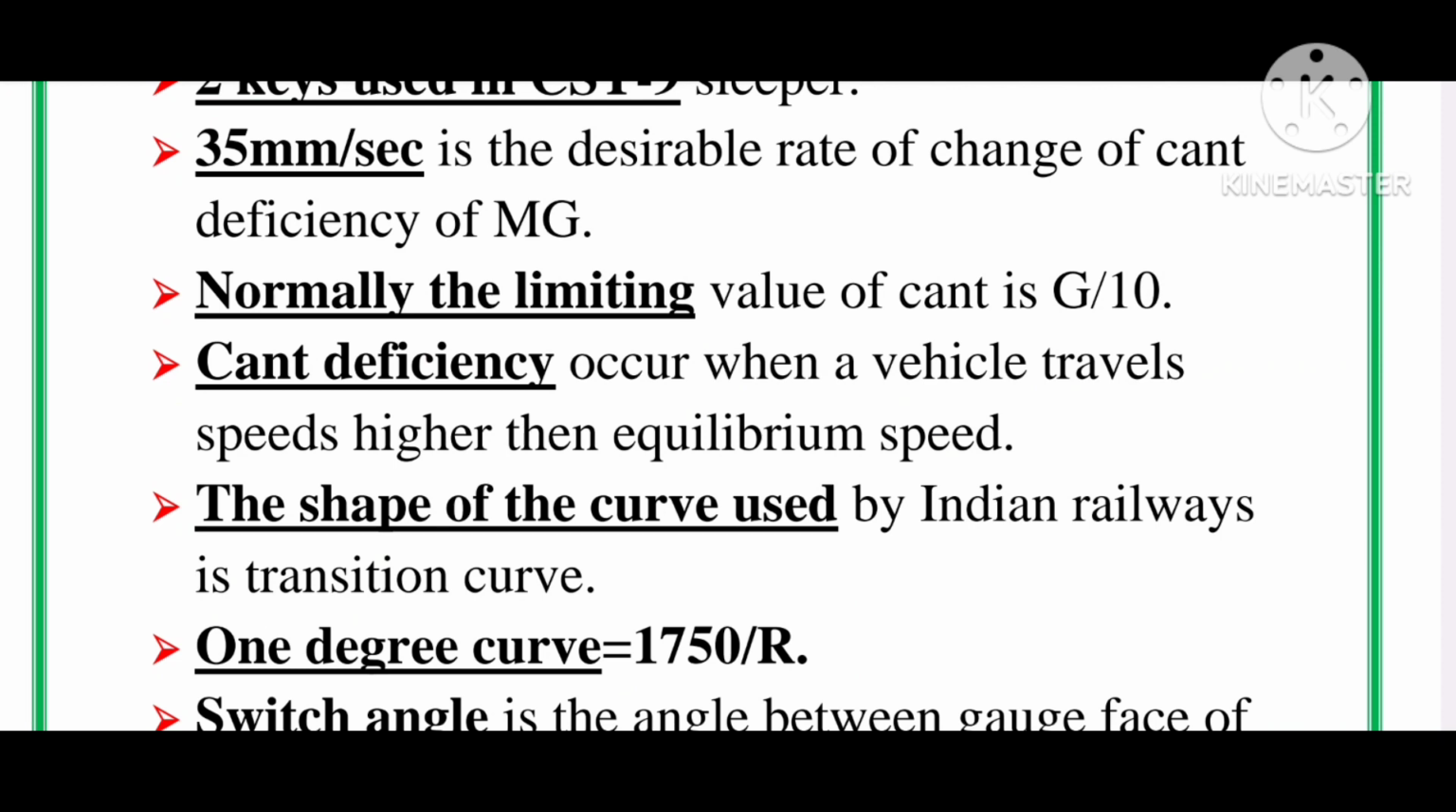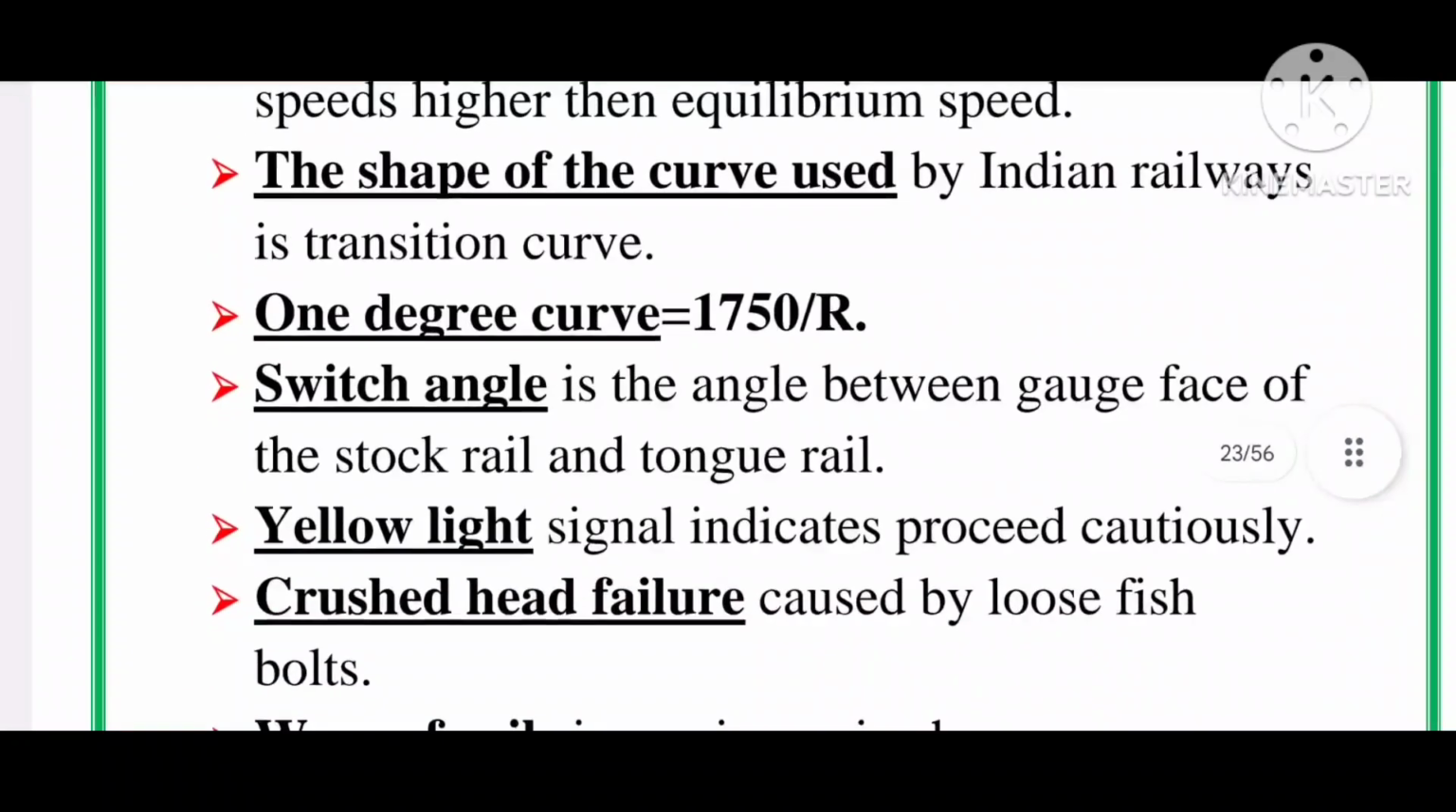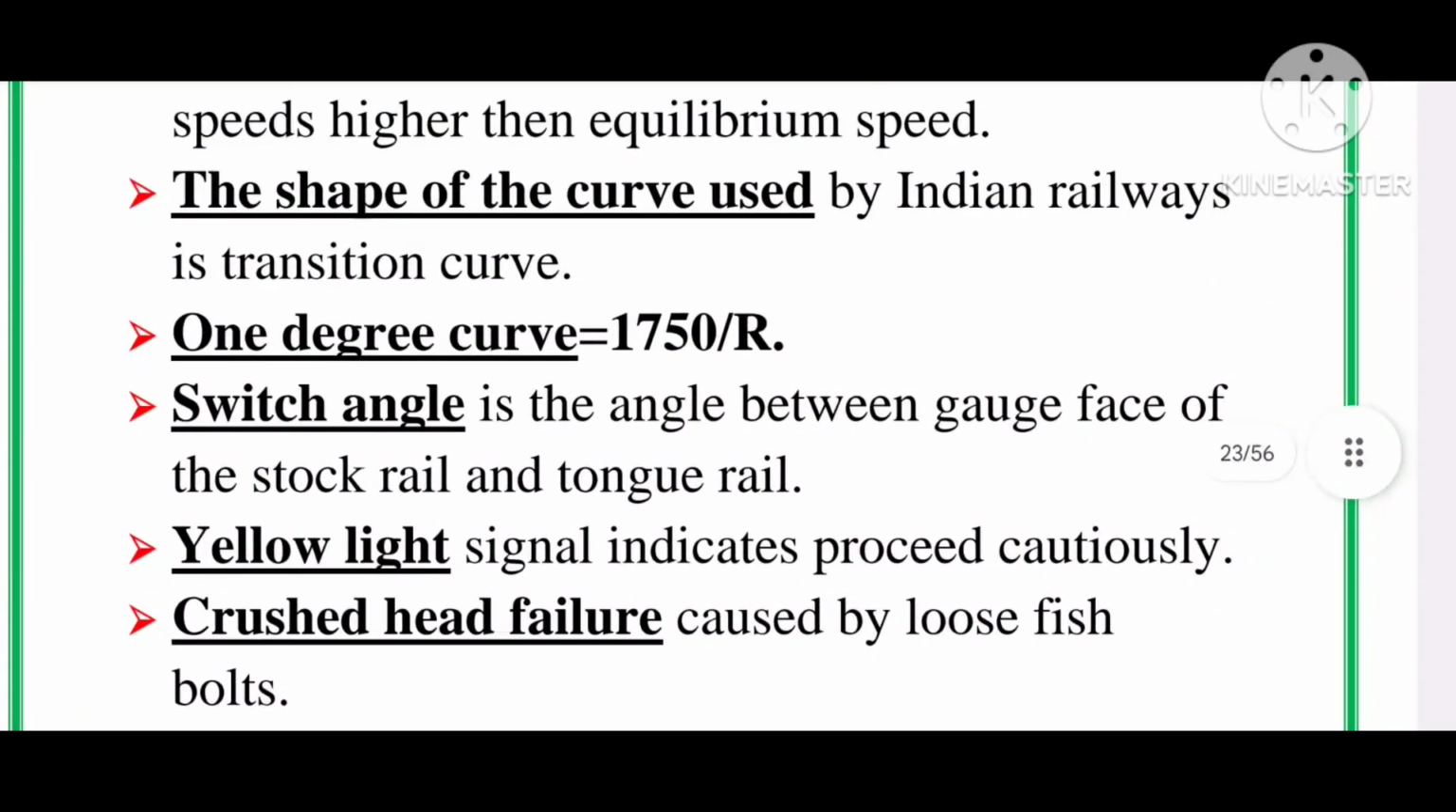The shape of the curve used by Indian Railways is the transition curve. 1 degree curve is equal to 1750 by R. Very important equation, note it down.